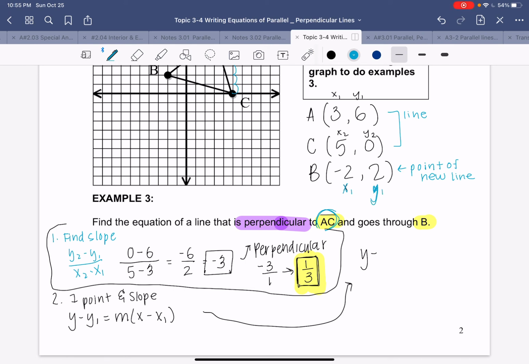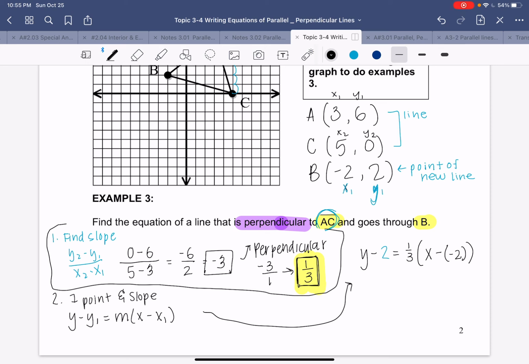So our y1 is 2, equals our slope, which is m. I'm going to pull it from over here. When we determined our slope, the perpendicular slope was 1/3. Then x minus x1, which is -2.